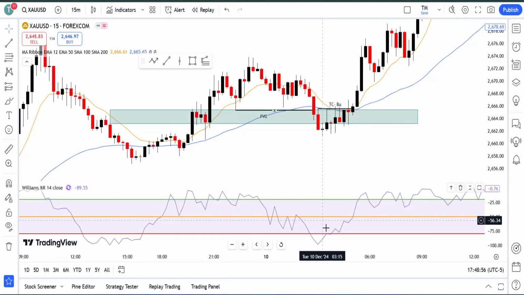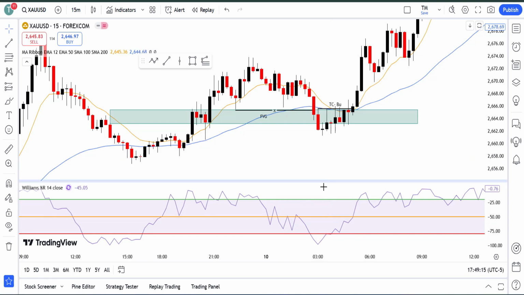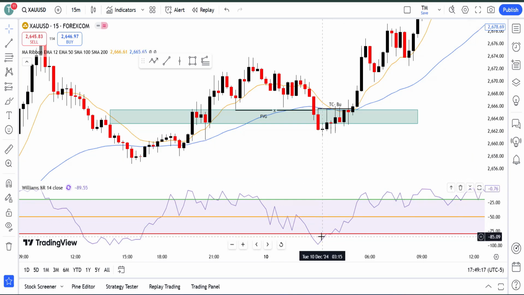Step 4. Use Williams %R to confirm oversold levels. At around 4:15 a.m. New York time, once liquidity was taken, we used the Williams %R indicator to confirm oversold conditions. The indicator dropped below -80, signaling the price was in an oversold zone and could reverse upward. This confirmation strengthened our confidence in the setup.